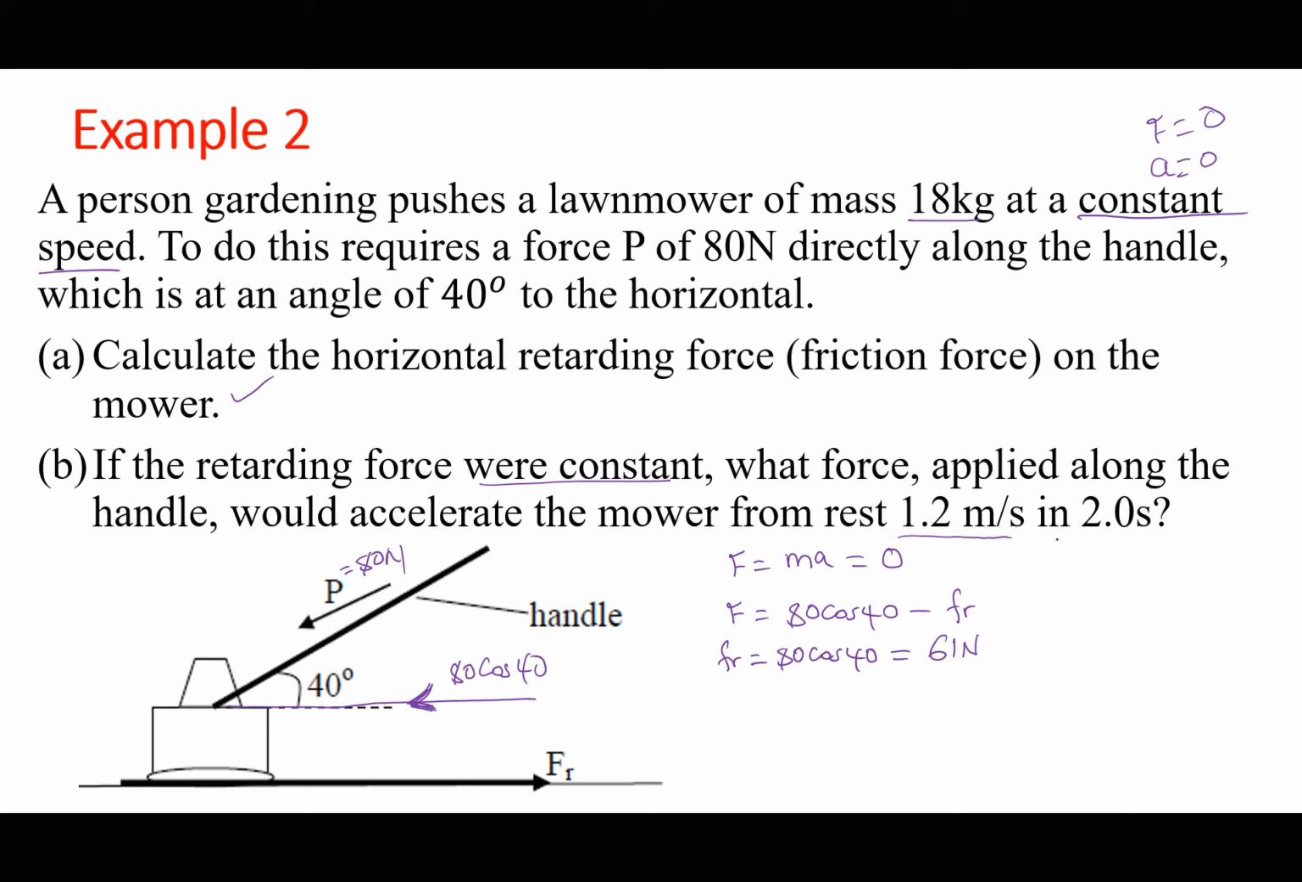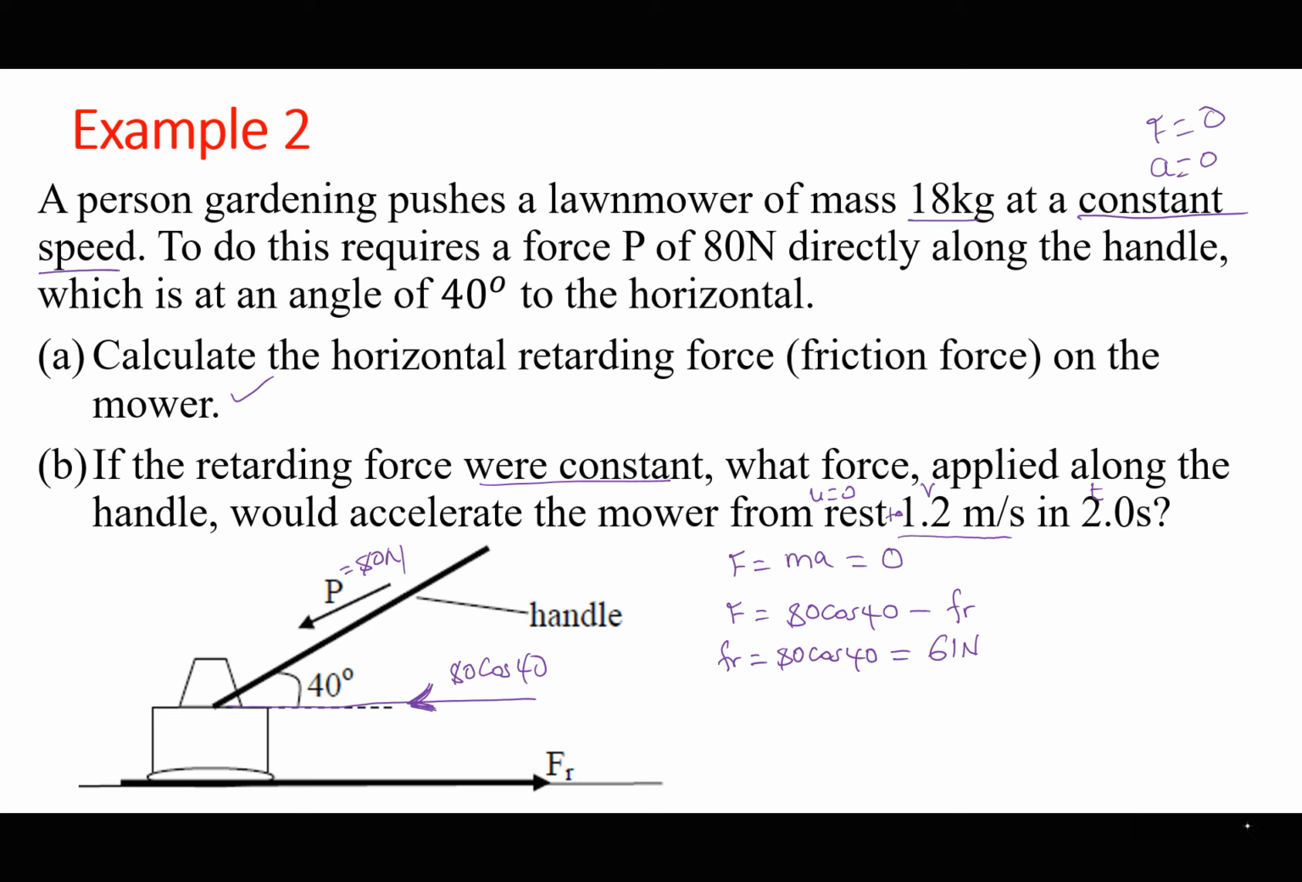1.2 meters per second in 2 seconds. So from rest, it means initial velocity is 0. Then from rest to 1.2 meters per second, so this is going to be v, and time is 2.0 seconds. So what force applied along the handle would accelerate the mower from rest to 1.2 meters per second in 2.0 seconds? Okay.